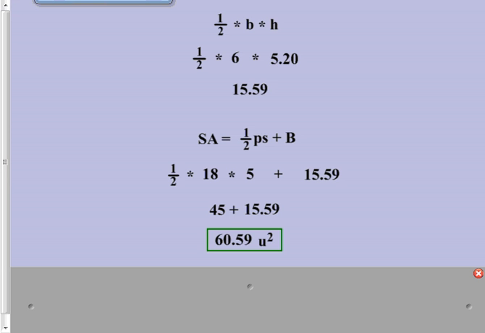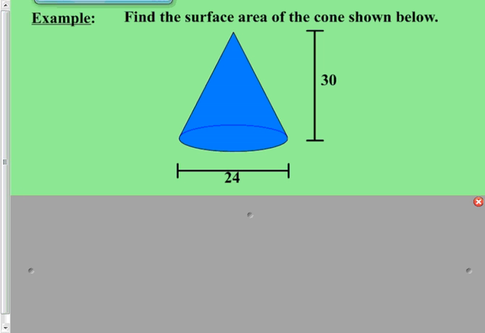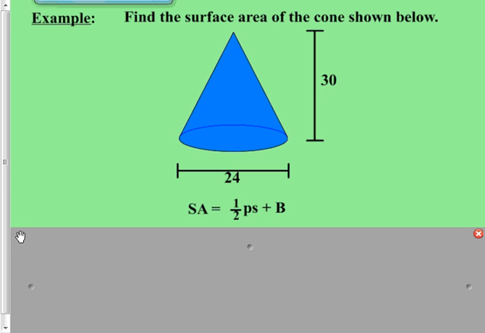Now I think you get the idea, but we're going to go ahead and take a look at our friend the cone. He's a little bit different because he does have a circular base, but that does not change the fact that he is still a pyramid. So since it is a pyramid, same formula still applies. Surface area equals 1/2 PS plus big B.